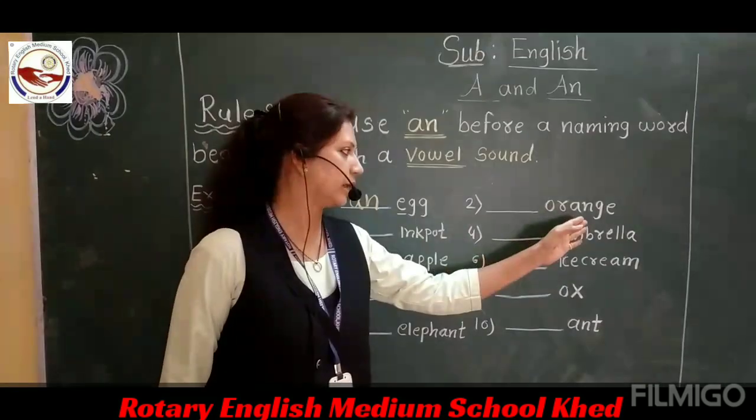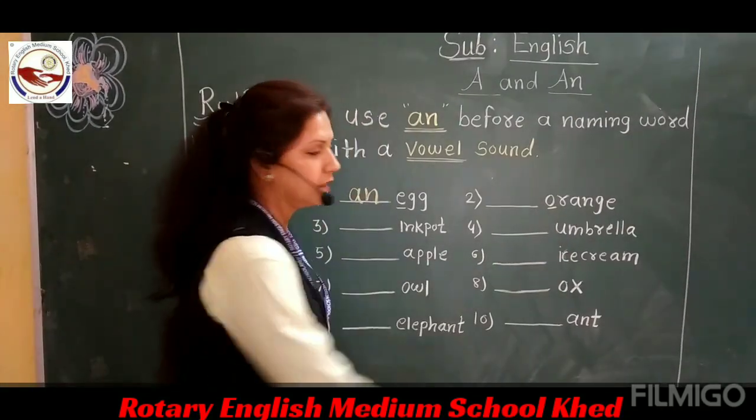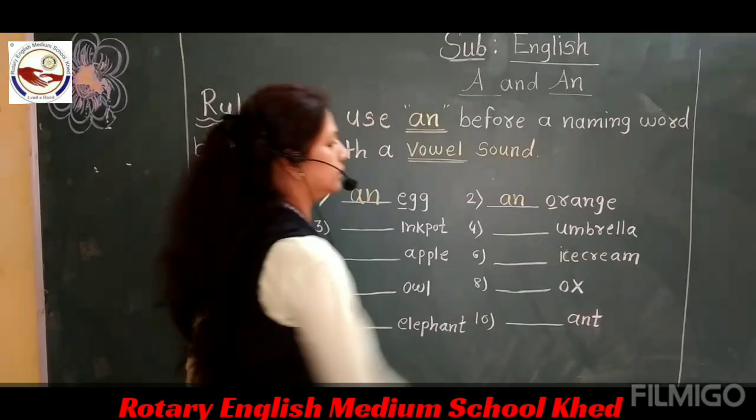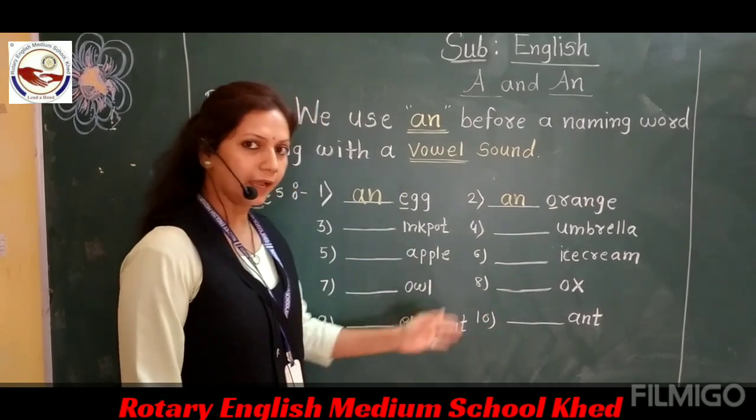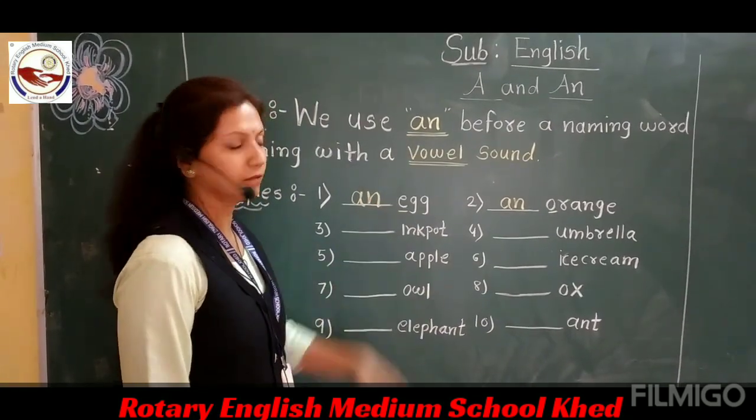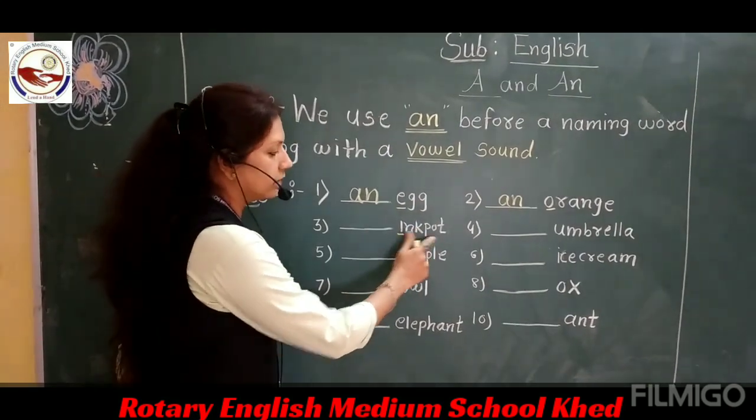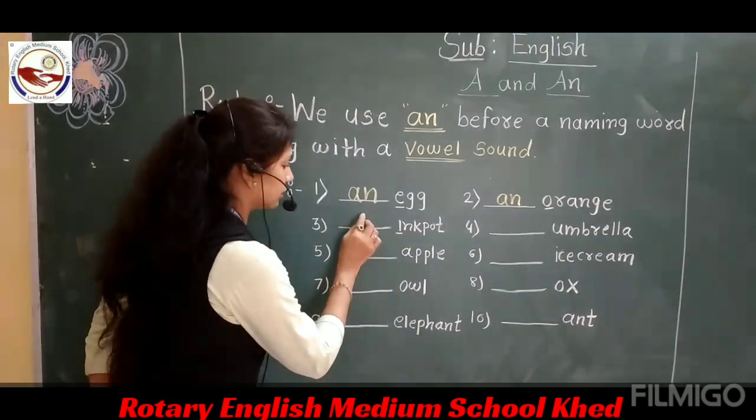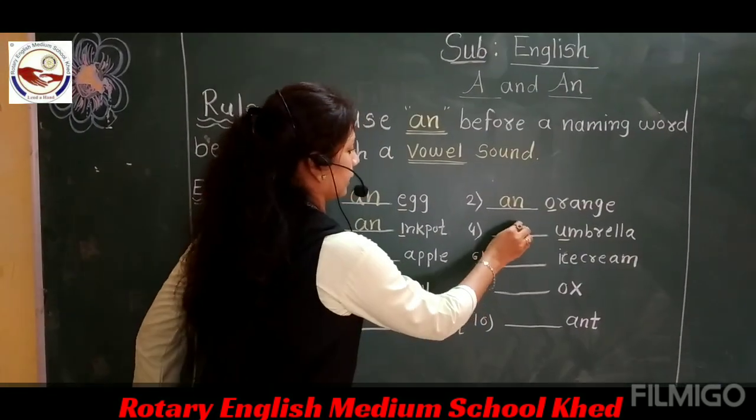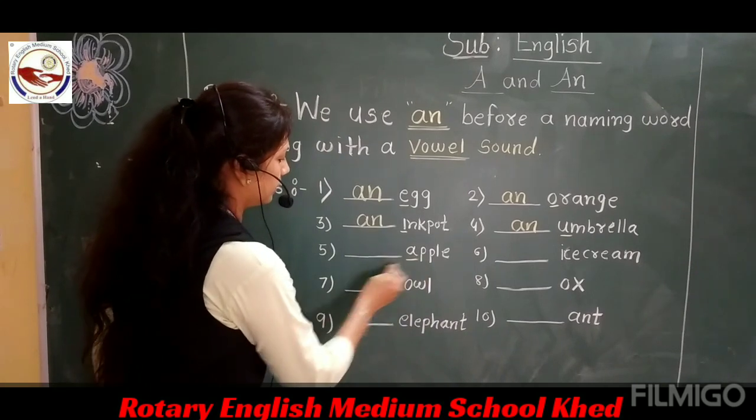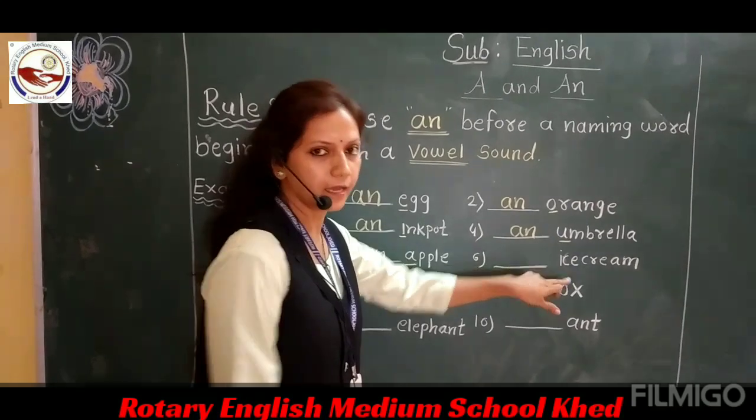Same way, read the spelling of orange. O is also a vowel, so again here I have written an. Like that, you have to read the spellings and write an or a. Next spelling is ink pot. I is also a vowel, so write an. Then umbrella, an. Apple, an apple.